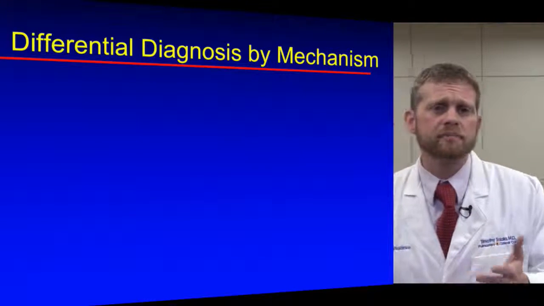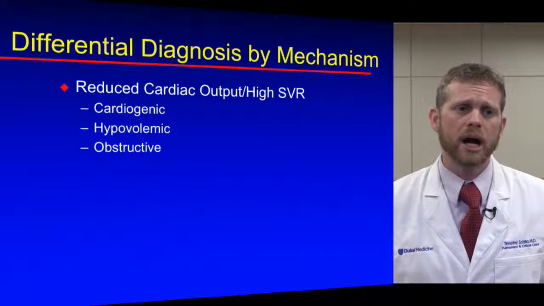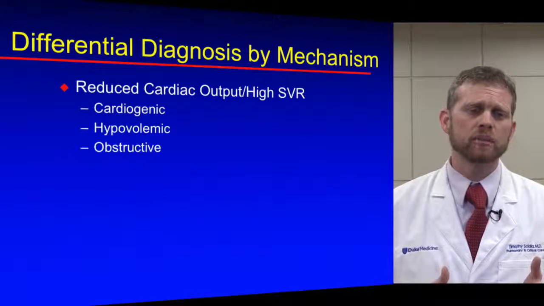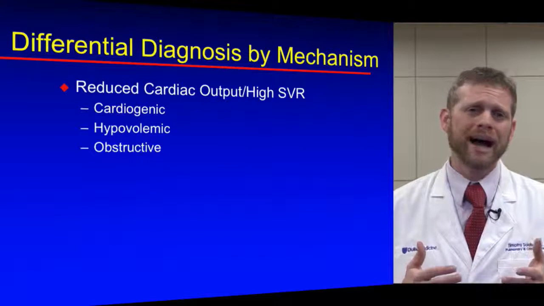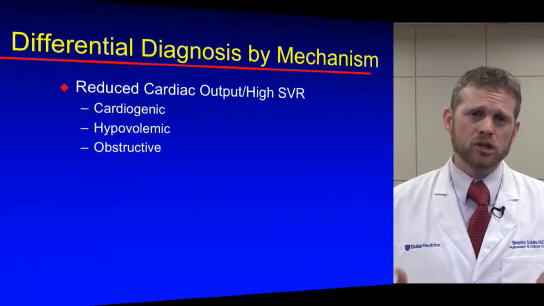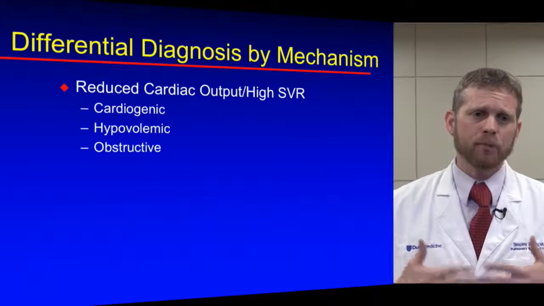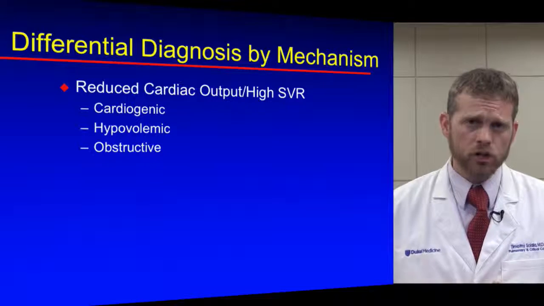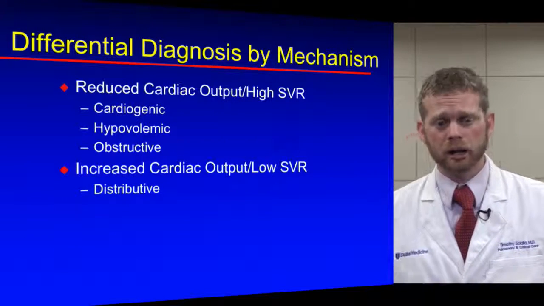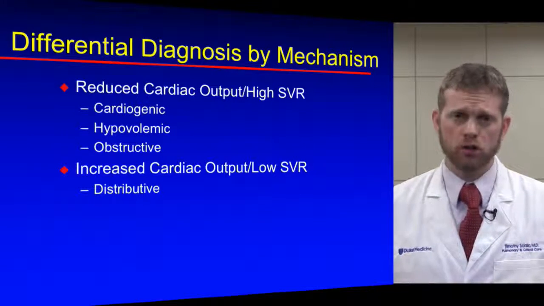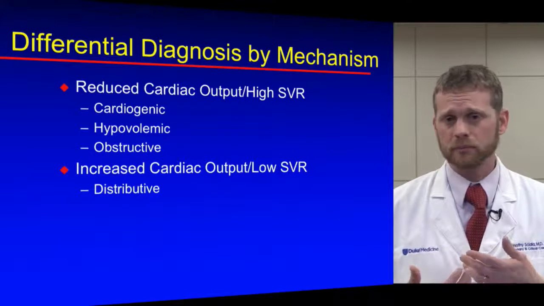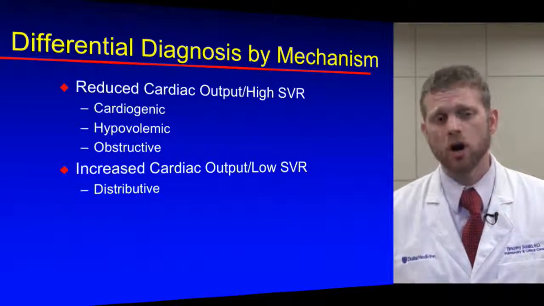Well, we can think about various mechanisms. So one way you can look at shock is by classifying them into different categories in relation to cardiac output and systemic vascular resistance. The shocks that are going to be associated with low cardiac output and high peripheral vascular resistance include cardiogenic shock, hypovolemic shock, and obstructive shock, with the outlier being distributive shock. Distributive shock, especially early distributive shock, like early septic shock, is going to actually be associated with a high cardiac output and peripheral vasodilation and low SVR.